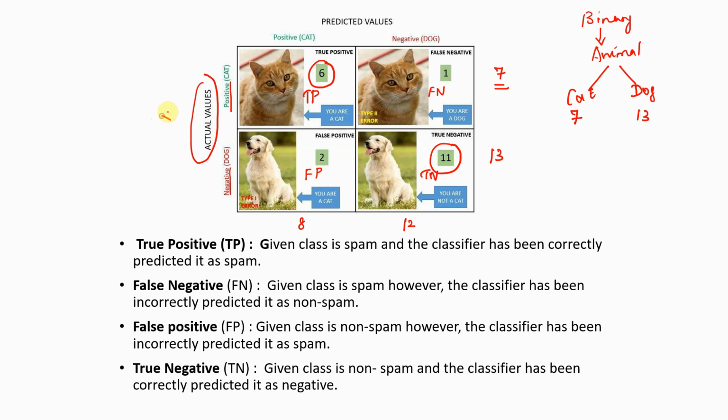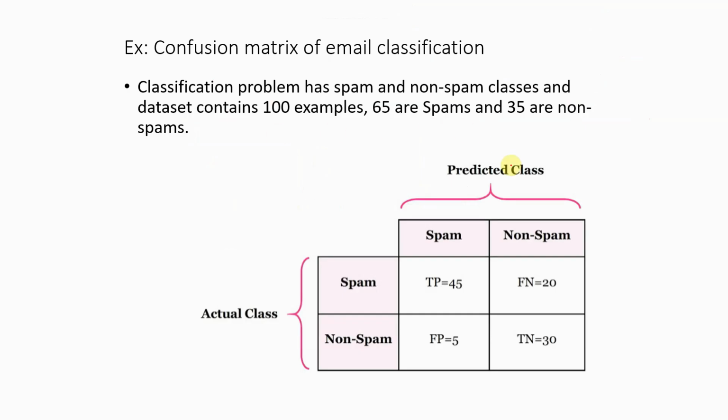Always remember, row-wise has the actual value, column-wise has the predicted value, and the diagonal represents the correctly classified elements, true positive and true negative. And here this is false negative and this is false positive. So this is the confusion matrix we have to represent with true positive, true negative, false positive and false negative.